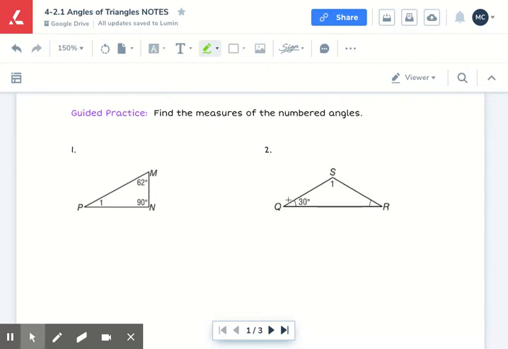Okay, so there are a couple of guided practice problems here. So this would be the place to pause the video and then try both of these problems and then come back and see how you did.